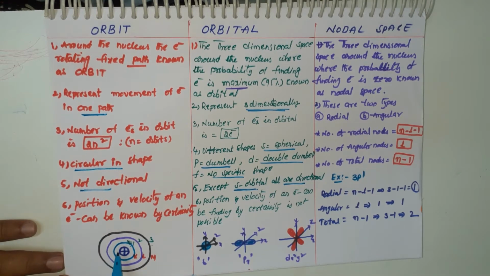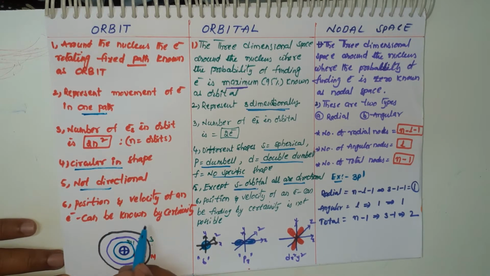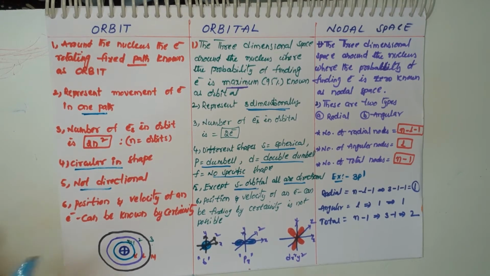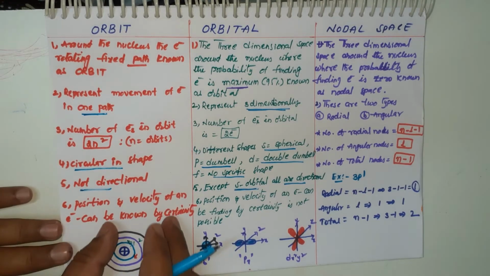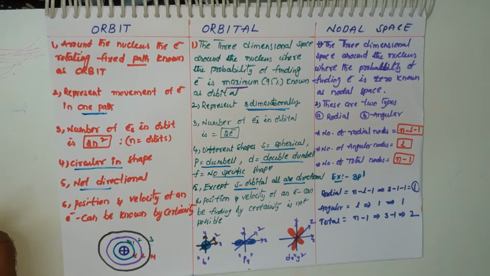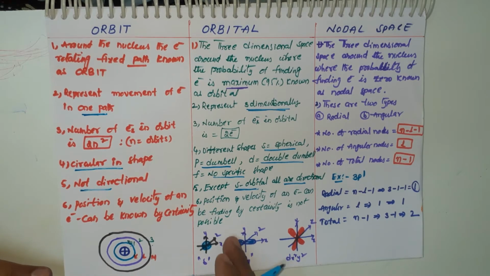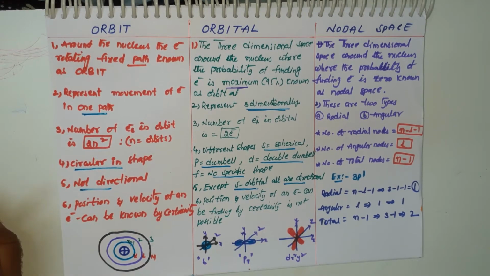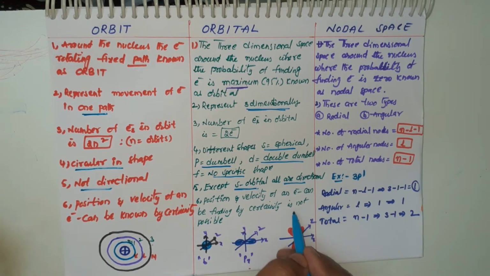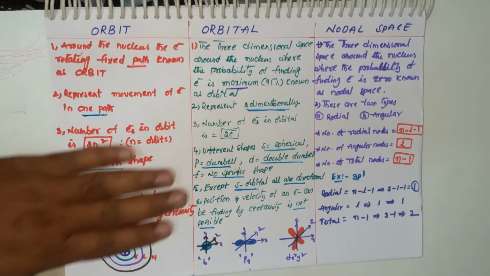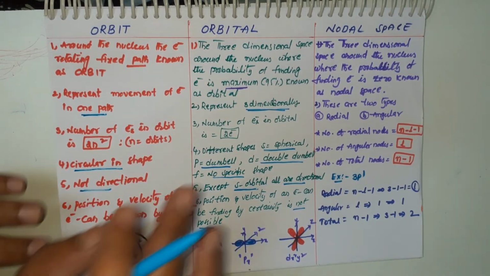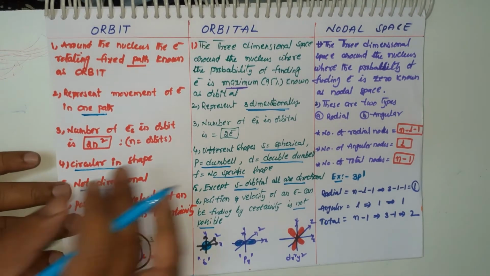And the electron's position and velocity can be known with certainty in an orbit. In orbit, we can find the position and velocity of an electron with certainty. In an orbital, finding the position and velocity of an electron with certainty is not possible. In orbit it is possible, but in orbital it is not possible. These are the main differences between orbit and orbital. Very important, please note down. Pause the video.